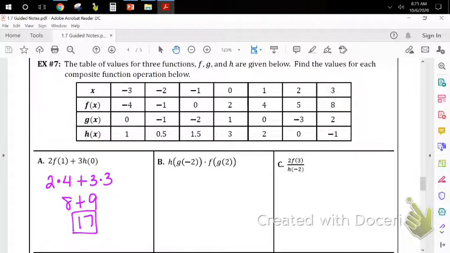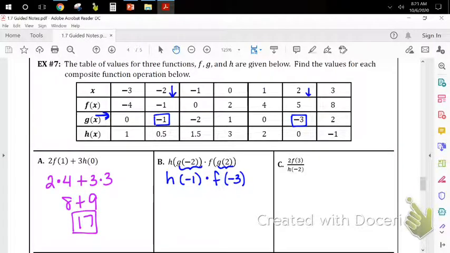B says h composed of g of negative 2 times f composed of g of 2. All right, so remember, we're going to work the inside out on compositions. So we're going to keep our h, and we're going to go find g of negative 2. So we're looking at our g function when x is negative 2, and we see that's a negative 1. So we got h of negative 1 times f of, we're going to go find g of 2. So you're going to use your g function when x is now positive 2, which we see as a negative 3.